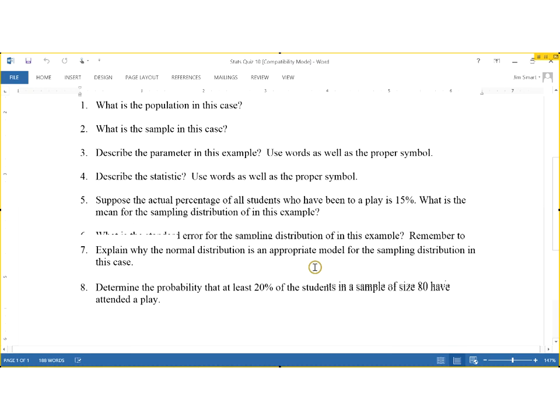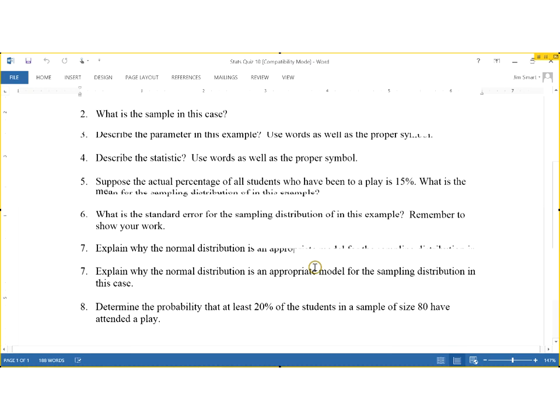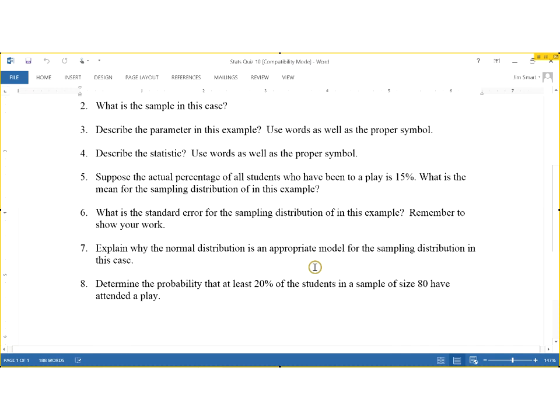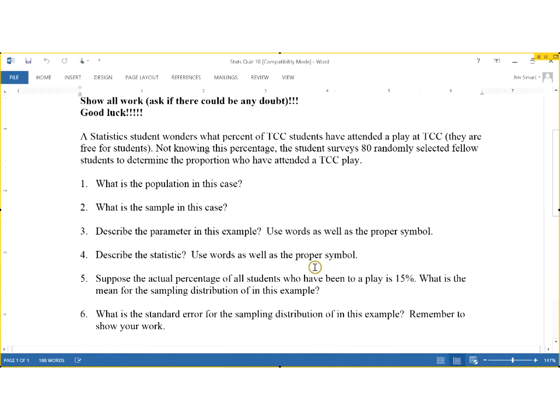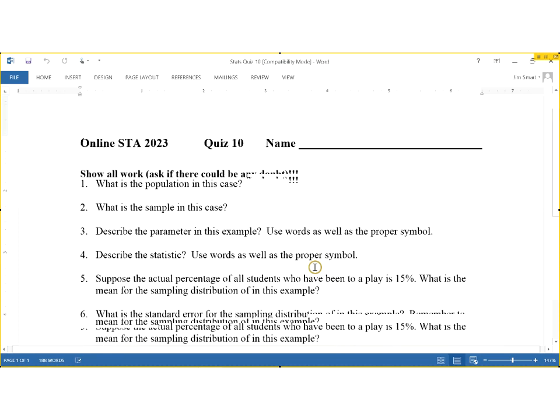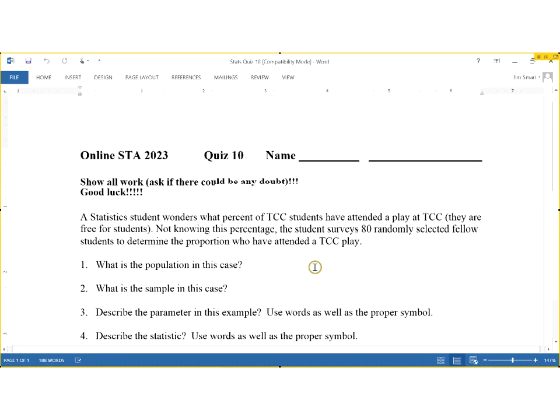Tell why the normal distribution applies, we talked about that. And determine the probability that at least 20% of the students in the sample of size 80 have attended the play. That would be like the example we did, where in this case you're trying to find the probability that p hat would be at least 0.20, if the population proportion was 0.15. So we covered tonight all the stuff we needed in order to do quiz 10, but you just need to put the puzzle pieces together.